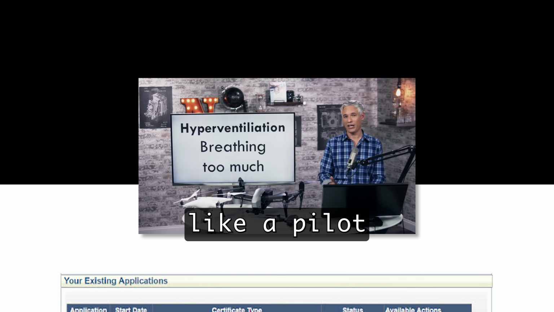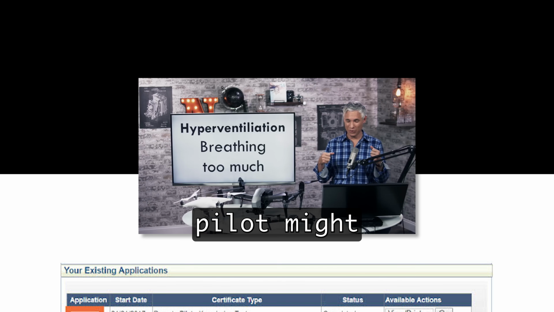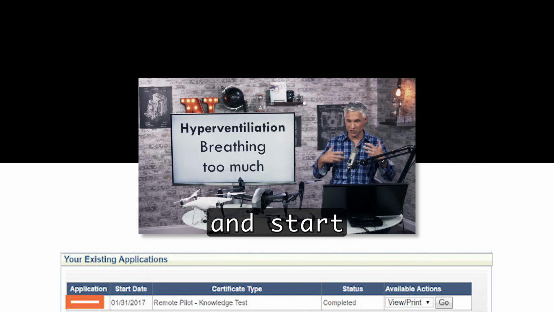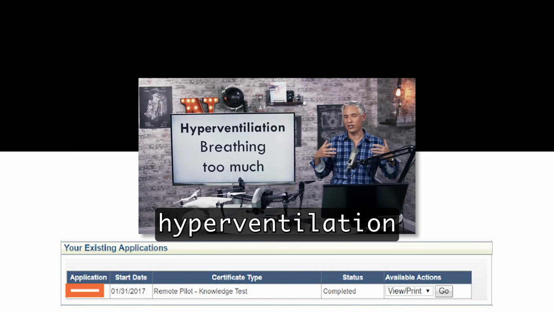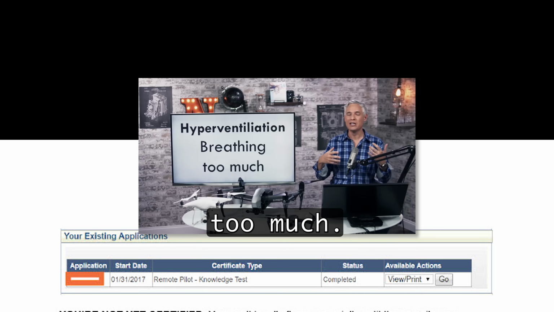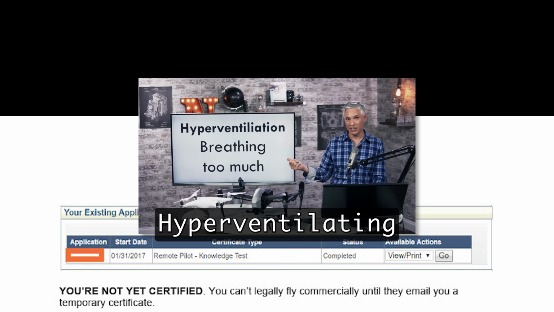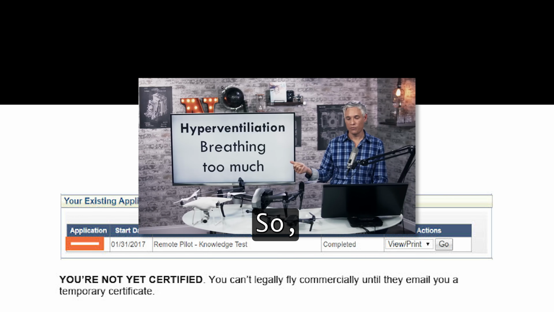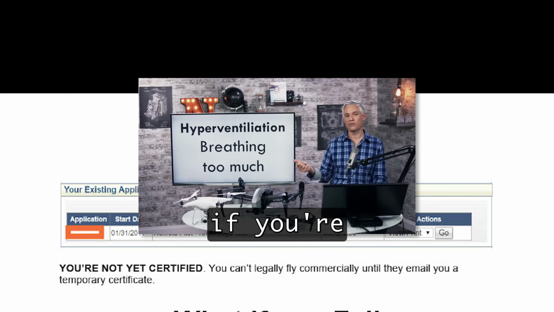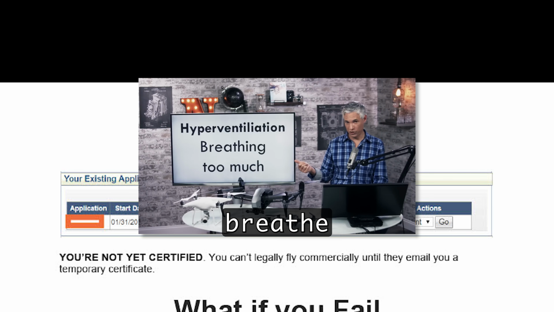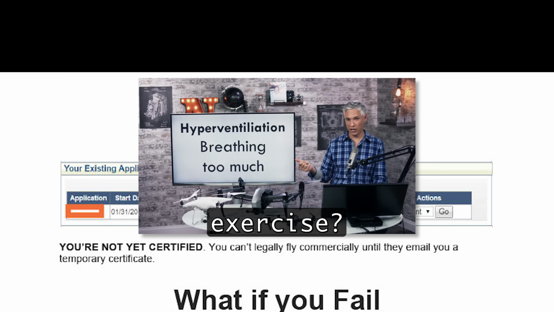A pilot of a manned plane might get nervous and scared and start to breathe too fast. That's what hyperventilation is. You actually breathe too much. You get too much oxygen, and it can make you lightheaded. Hyperventilating is breathing too much. So what do you think you should do if you're hyperventilating? Should you breathe faster? Should you get some exercise?